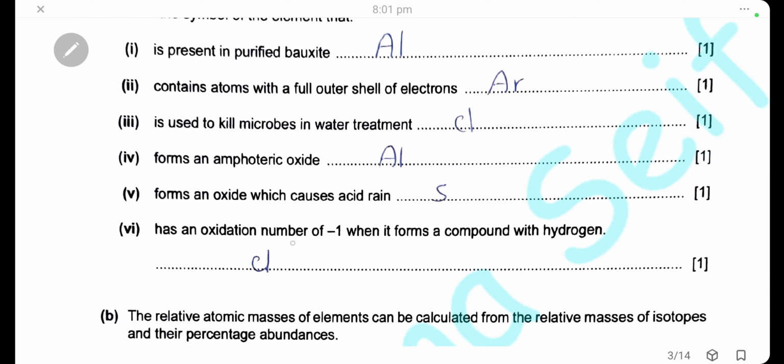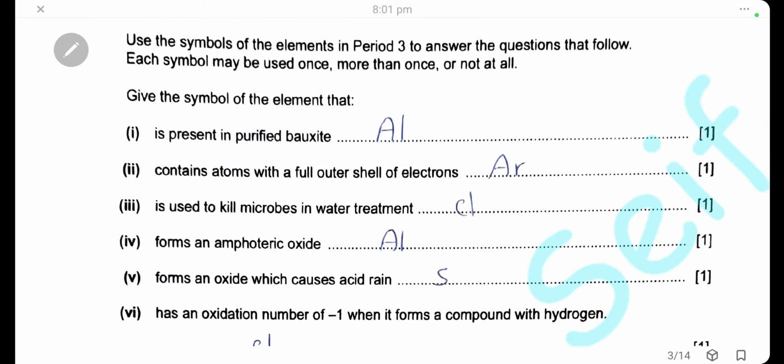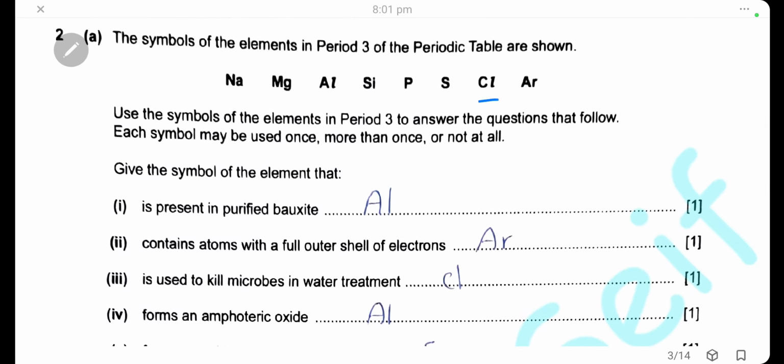Which element has an oxidation number of -1 when it forms a compound with hydrogen? So we have group 7 elements that form ions with oxidation number -1, so we will choose again chlorine.